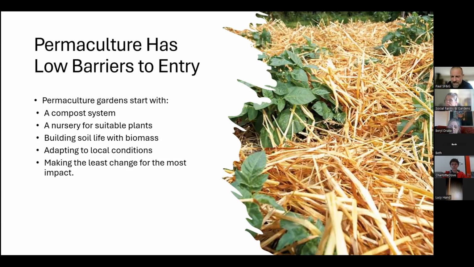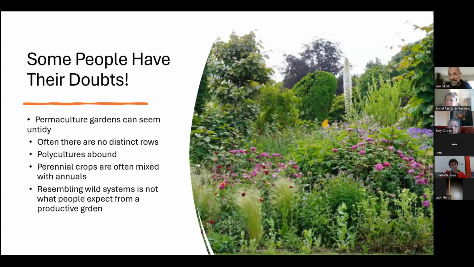So yes, low barriers to entry, a kind of garden building that works with nature rather than against. Some people have their doubts about permaculture, and I understand that. Maybe not in this room, because lots of permaculturalists have probably come into this talk, but permaculture gardens can seem untidy, going back to the horror of allotment committees. Often there are no distinct rows.